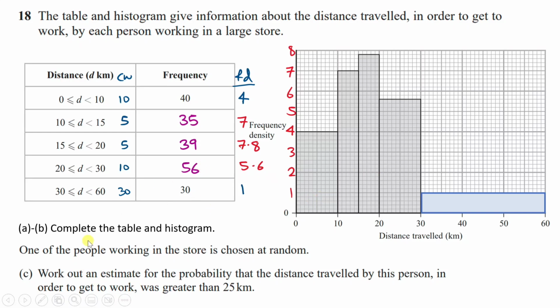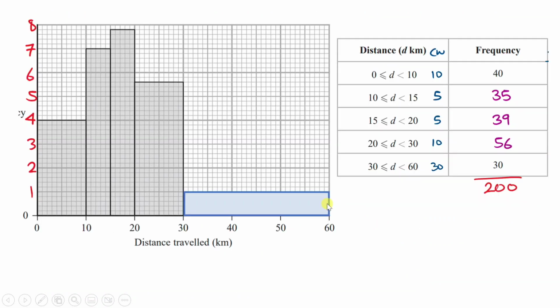Now for the last question, it says one of the people working in the store is chosen at random. So this is a straight up probability question. Work out an estimate for the probability that the distance travelled by this person in order to get to work was greater than 25. So before I do anything, let's work out firstly how many people were actually involved. If you add up your total frequency, just add up all these numbers in the calculator, you should get 200 people, right?